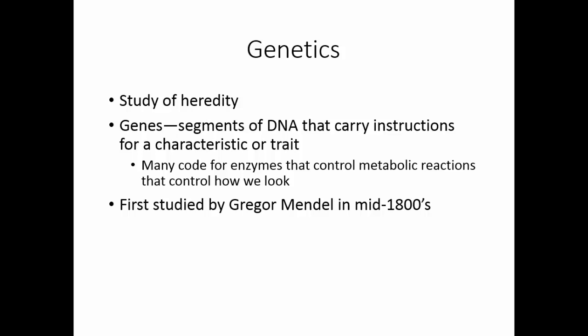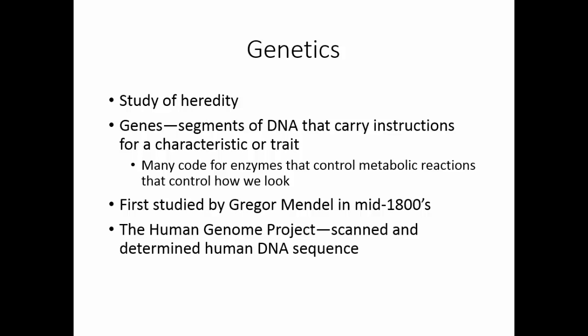Genetics was first studied by Gregor Mendel in the mid-1800s. His work was shelved for almost 40 years because we had to figure out cell division before we could make sense of some of what he found out. 100 years later, the Human Genome Project started. Human DNA was scanned and we were able to determine human DNA sequences. Geneticists can now manipulate DNA, not only in the human genome but in a number of other genomes. This opened the door for genetic engineering.